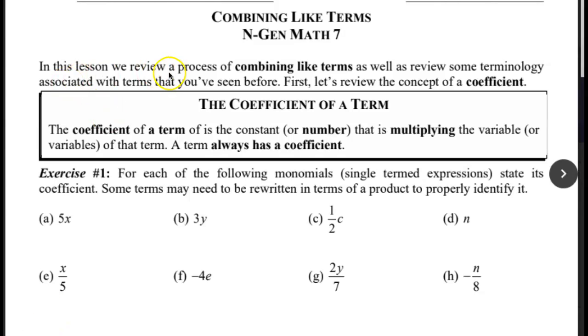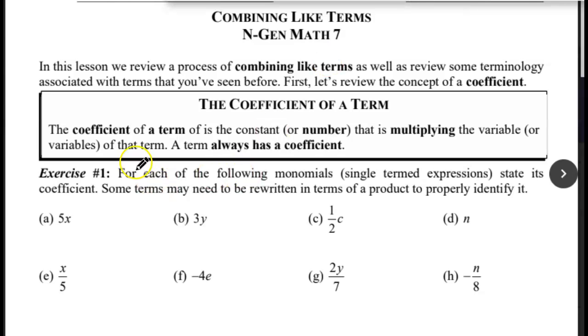In this lesson, we review the process of combining like terms, as well as review some terminologies associated with the terms that you've seen before. First, let's review the coefficient. What is a coefficient? Anybody, tell me what is a coefficient? Fiona. It's the number of the term. MD? Is the coefficient and exponent the same? No, they are not.